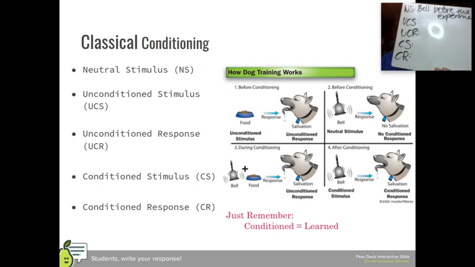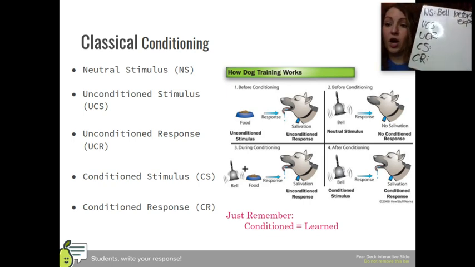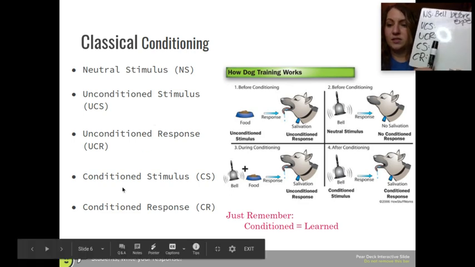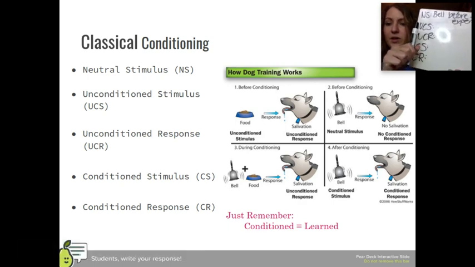Remember, the unconditioned means natural, while the conditioned, the CS and the CR, means learned. So what is the thing that naturally has a reaction? And what's the learned thing and the learned reaction?